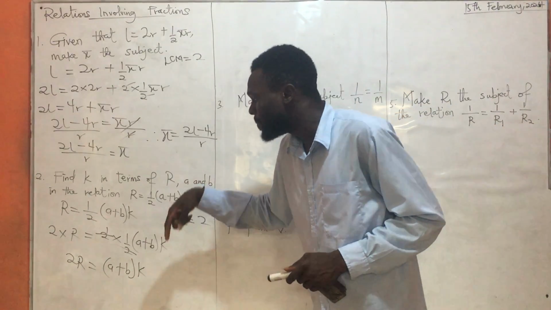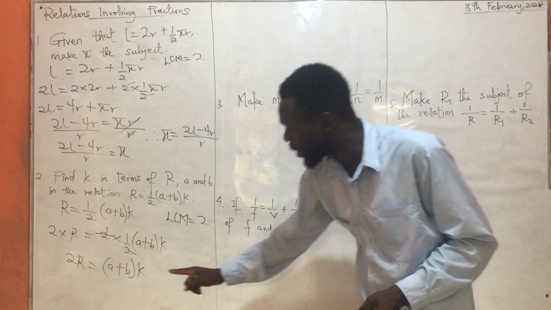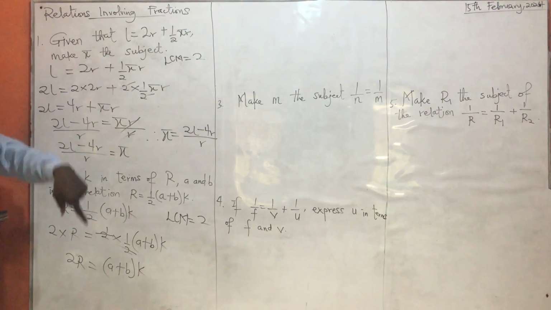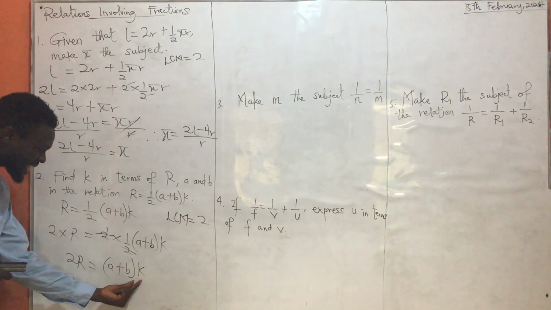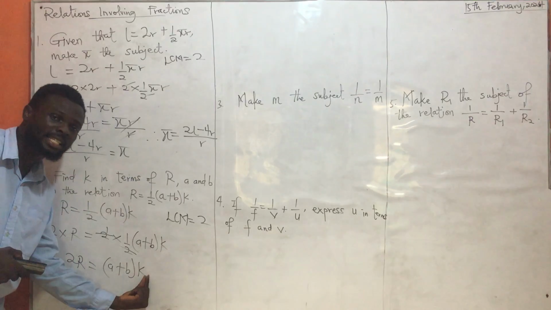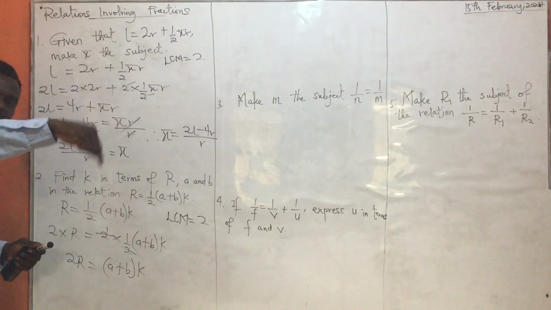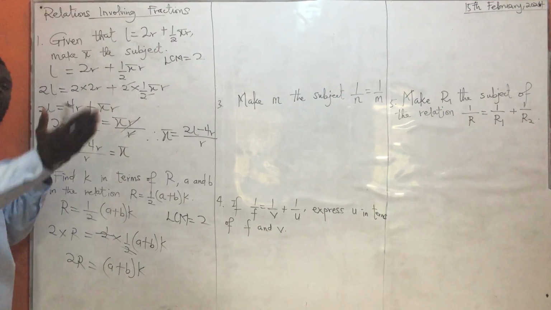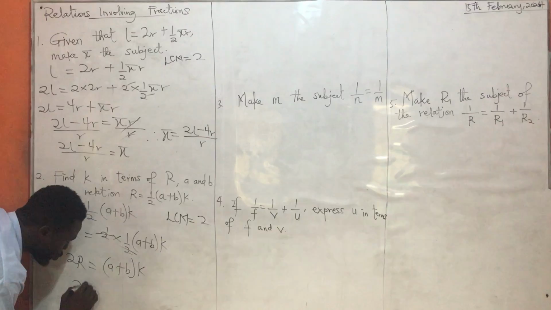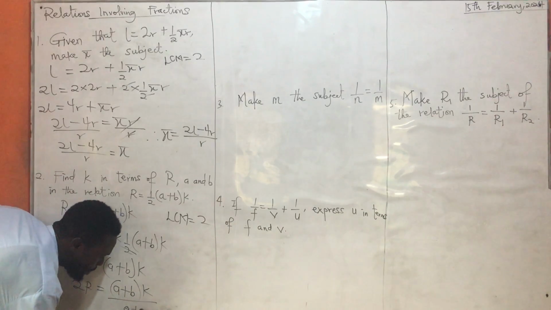Now we were told that based on what we are making the subject is what we are going to pick. Now we are going to make K the subject from the question. The K is the variable we are solving for. But here, the K is being multiplied by this bracket. Because they are multiplying the K, we divide both sides. What you do at the right hand side, you do the same at the left hand side. So we divide 2R is equal to A plus B into bracket K, divide by A plus B.